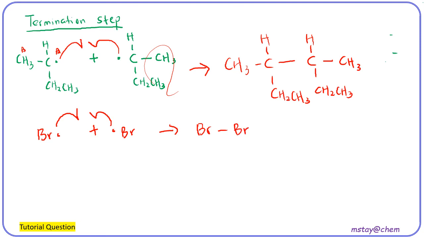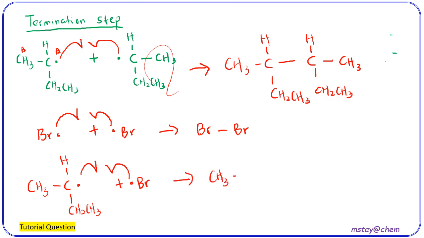The next one is the CH3, CH, CH2, CH3 free radical plus the free radical of bromine. Both electrons meet together and end up forming CH3, CH, CH2, CH3, with the two dots connected to form one bond, bonded to the bromine. So we have already ended the part on the mechanism of free radical substitution for the bromination of butane.